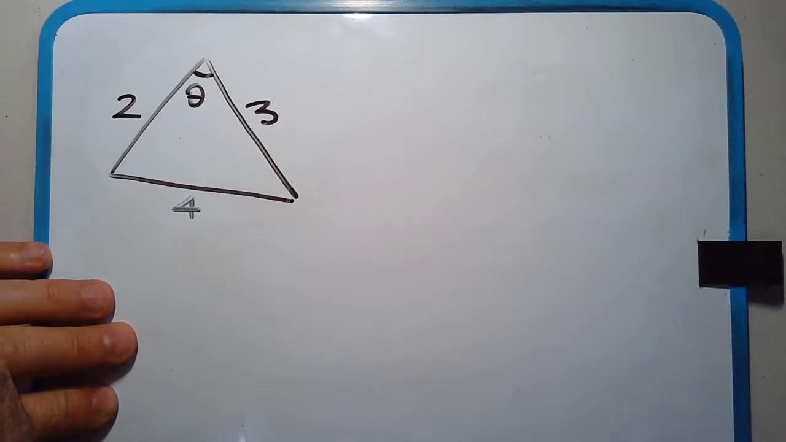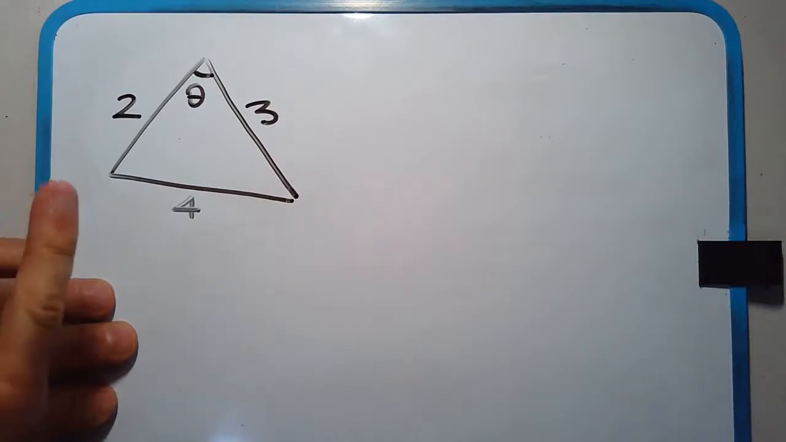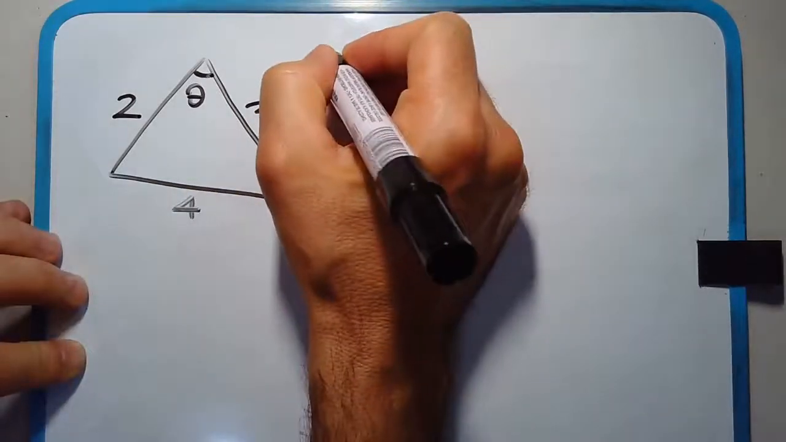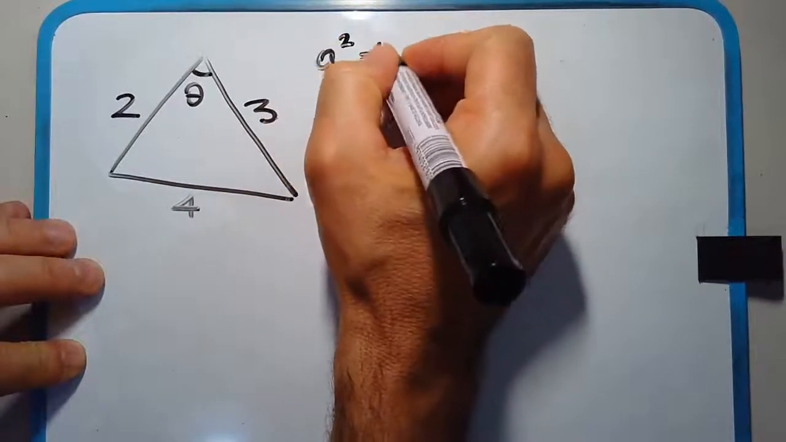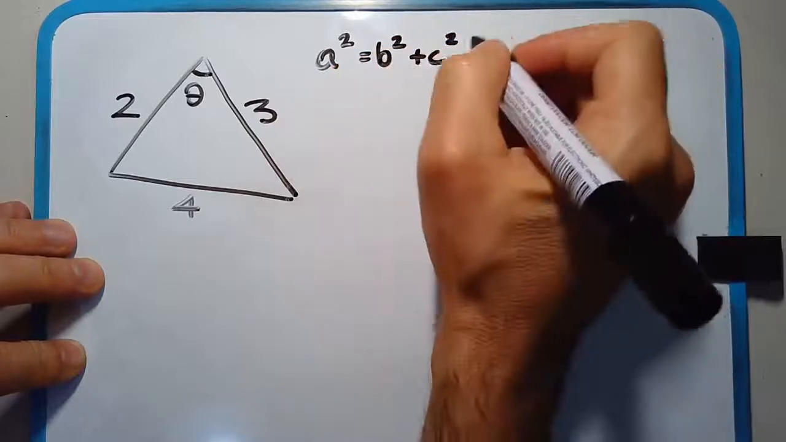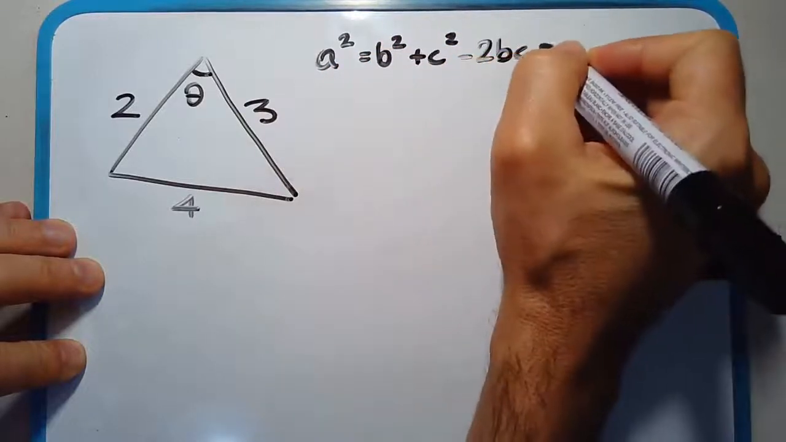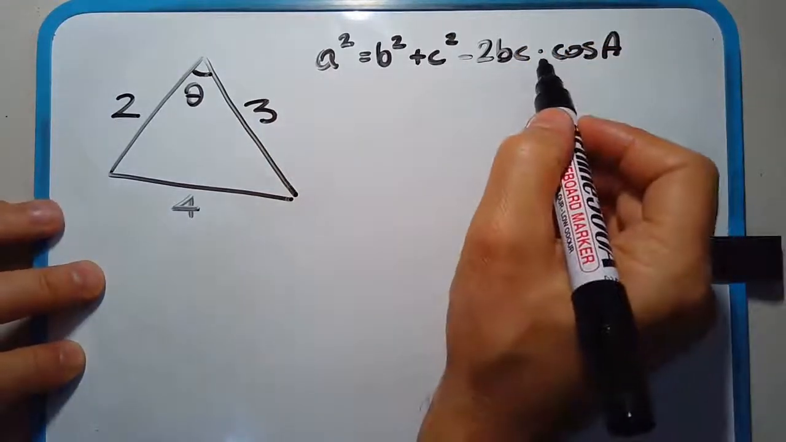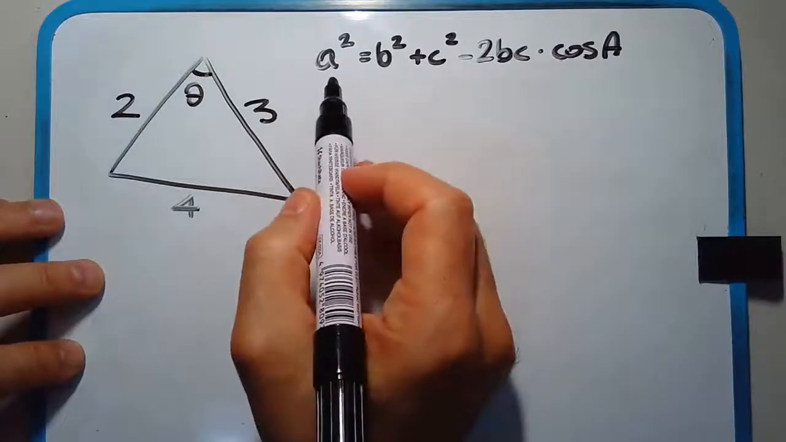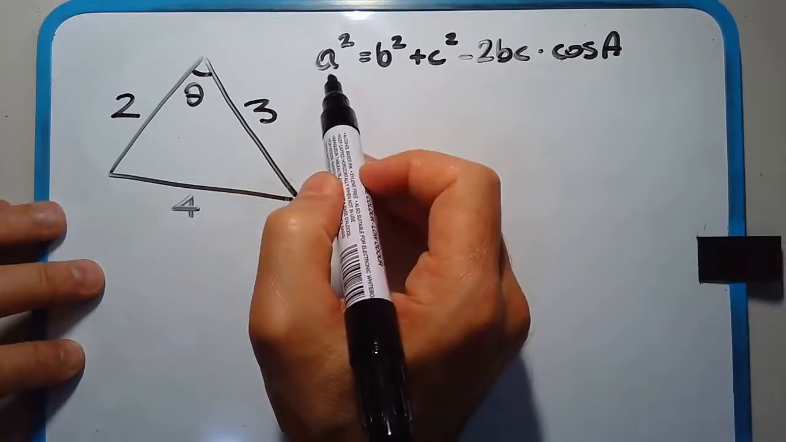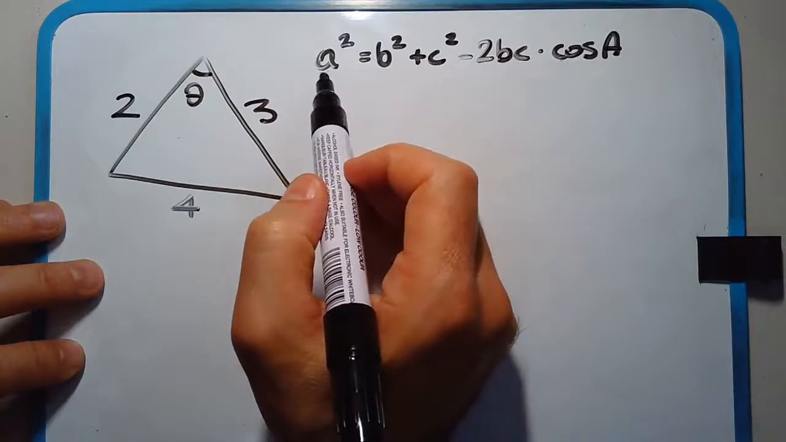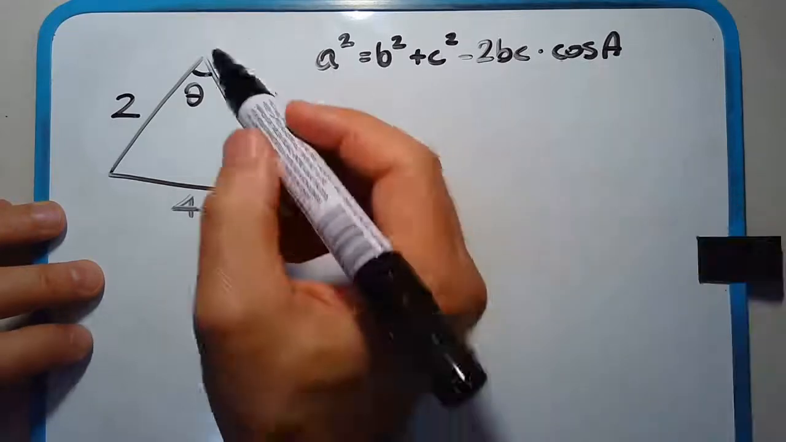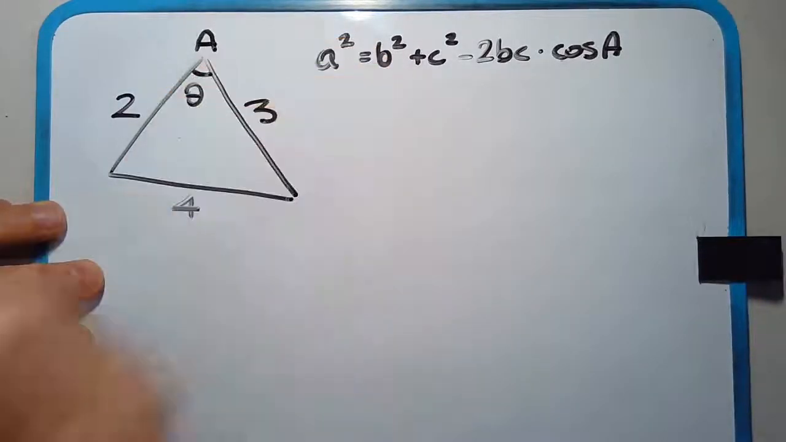What do we do? So this looks very much like the cosine rule, but instead of solving for a squared, I might just write the cosine rule here. So a squared is equal to b squared plus c squared minus 2bc times cos of a. The dot here just means multiplication. So instead of solving for little a or the side a, we're going to solve now for the angle a. So the angle a is where I'm going to put where the theta is.